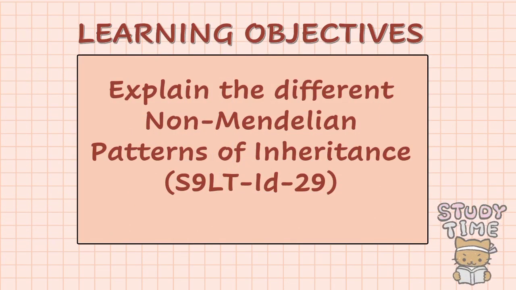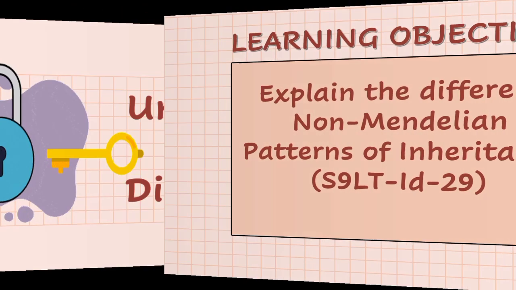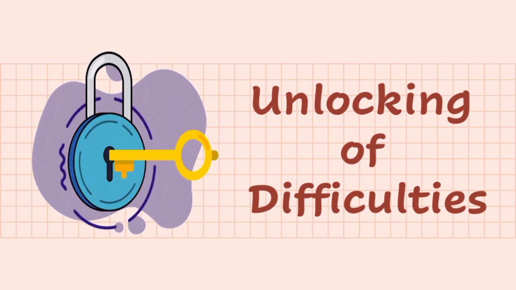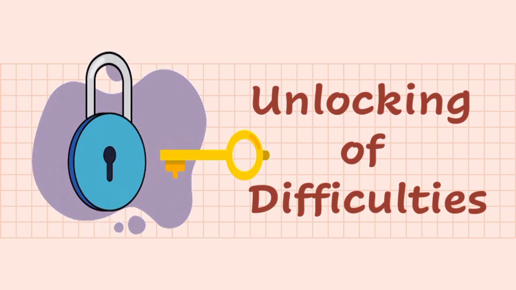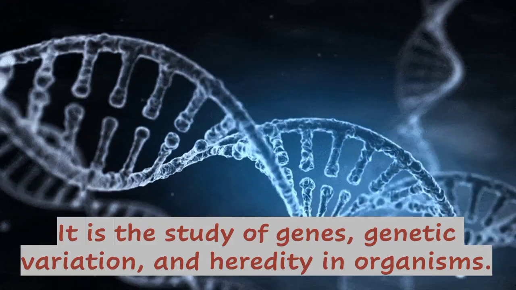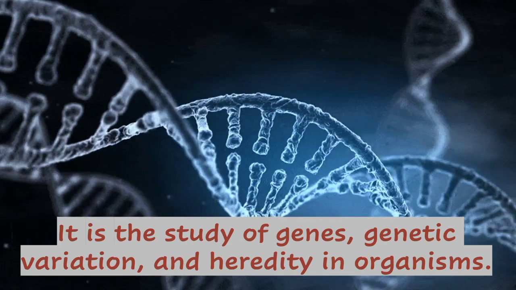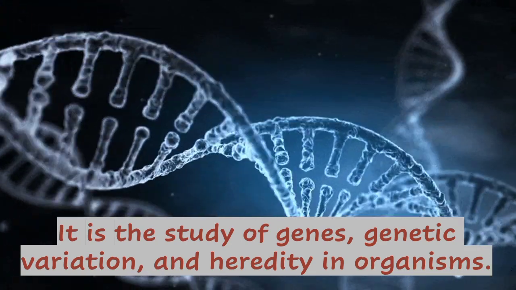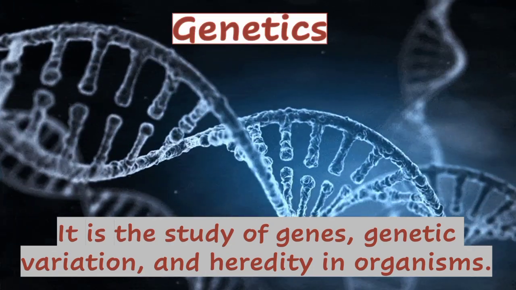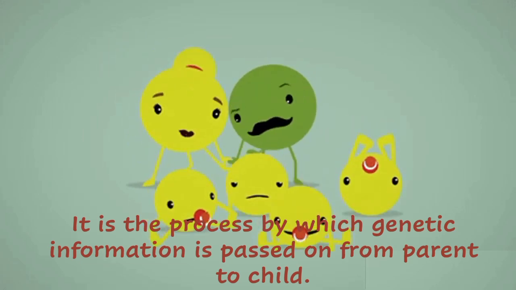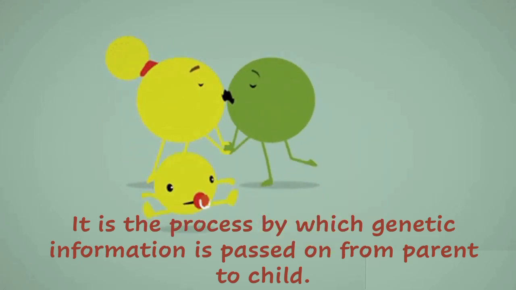Our learning objective: we are going to explain the different non-Mendelian patterns of inheritance. But before that, let us familiarize ourselves first with the different terminology that we are going to encounter. For the first one, it is the study of genes, genetic variation, and heredity in an organism. What is that? Very good. It is genetics. For the next one, it is the process by which genetic information is passed on from parent to child.